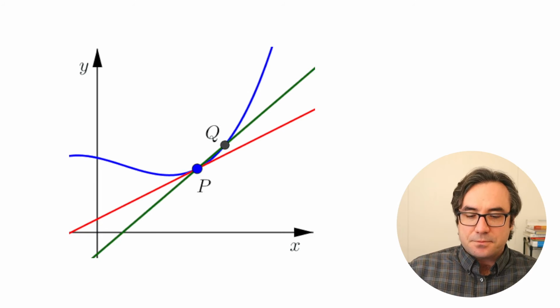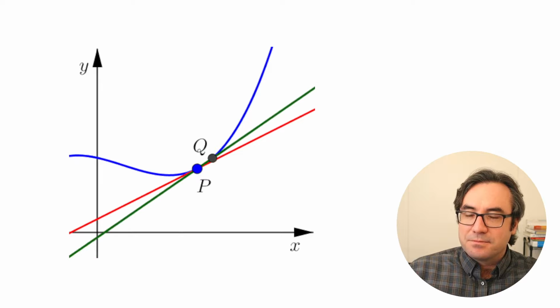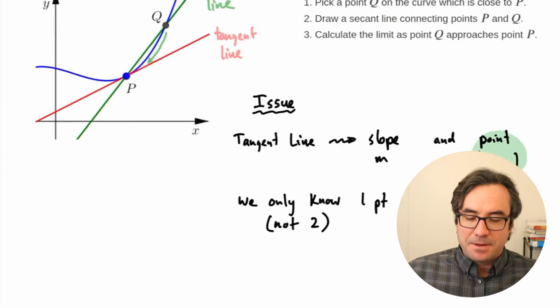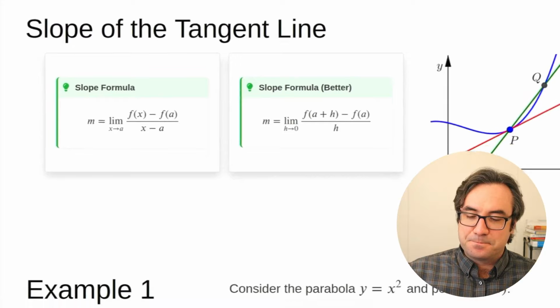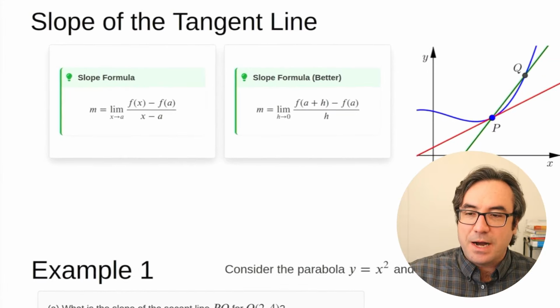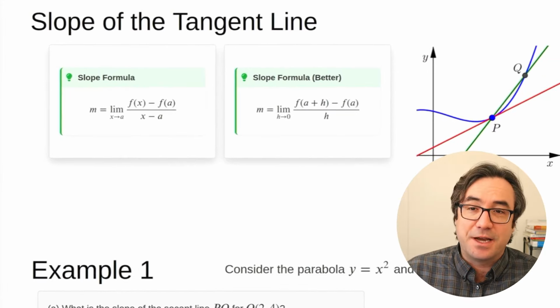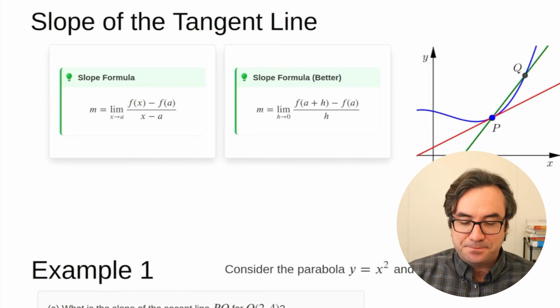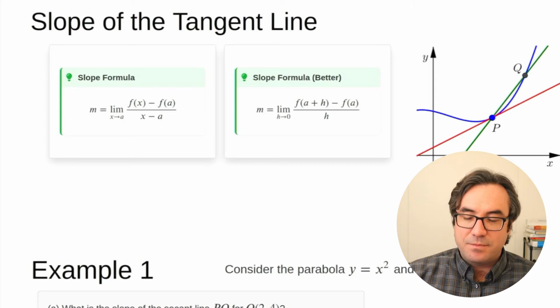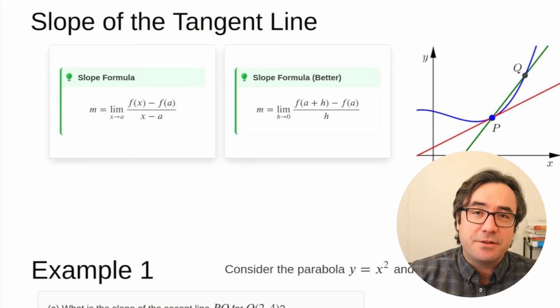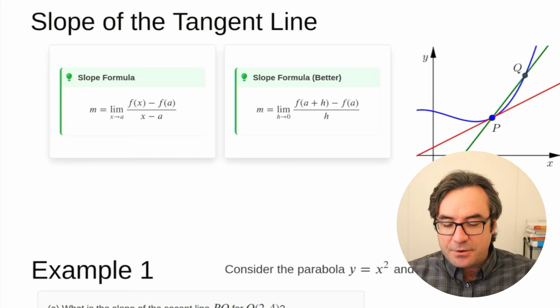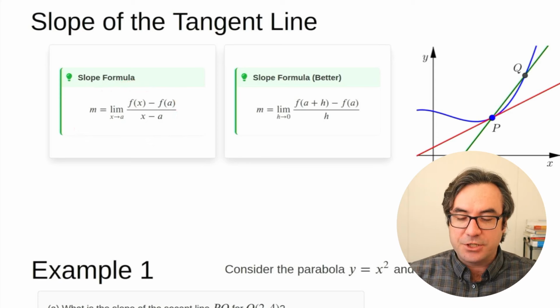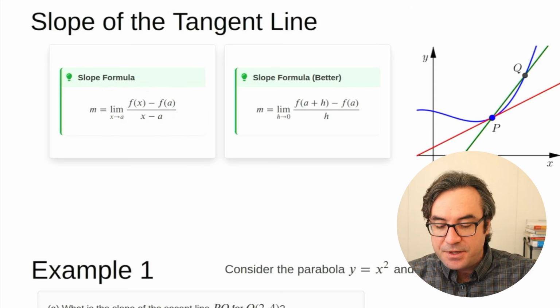So let's look at our formula, how we're going to actually find the slope of our tangent line. We're going to have two formulas to consider. One of them is easier to see where it comes from. The other one is going to be better for calculations. So here is the slope formula for our tangent line. M here is the slope of our tangent line.